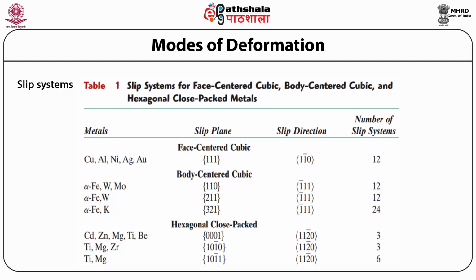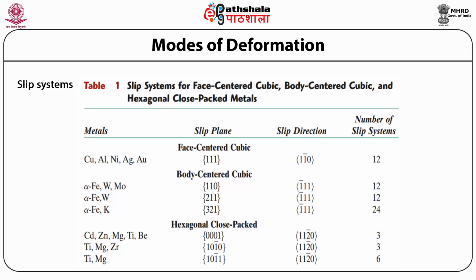Now let us study the different slip systems. The given table describes the slip systems for face-centered cubic, that is FCC, body-centered cubic, which is BCC, and hexagonal close-packed metals, that is the HCP metals. So there are three parts. The first one is for the FCC metals, the second is for the BCC metals, and the third one is for the HCP metals.